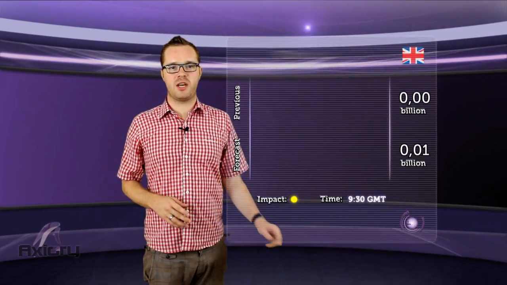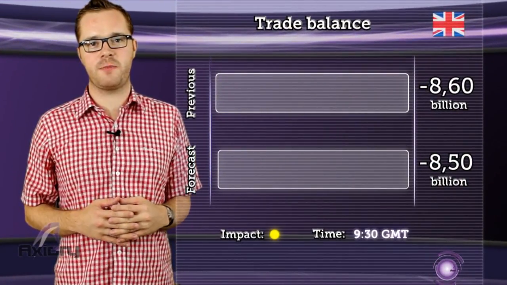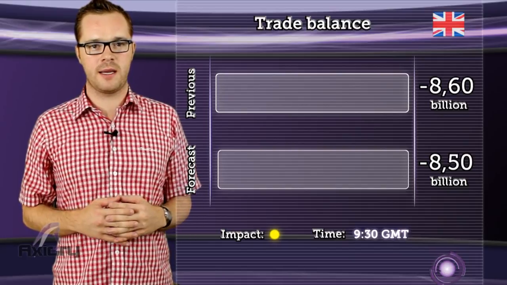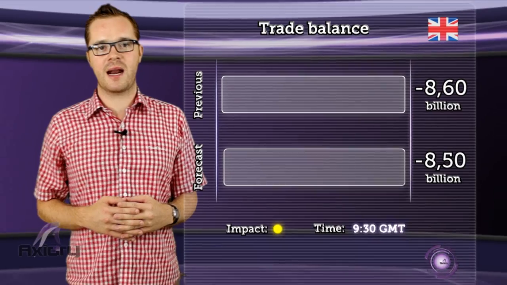At 9:30 AM GMT, UK is going to publish data about their trade balance, which is expected to be in deficit 8.5 billion. In a previous month, trade balance was also in deficit at 8.6 billion. Analysts are expecting medium impact on the sterling.